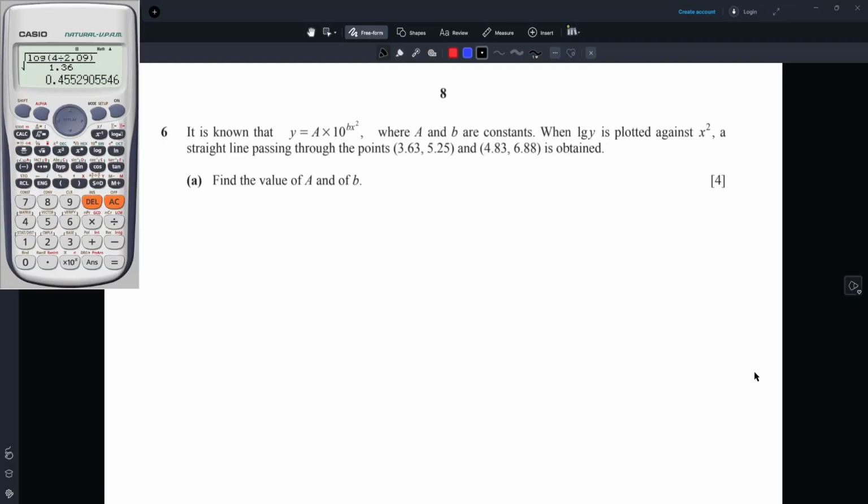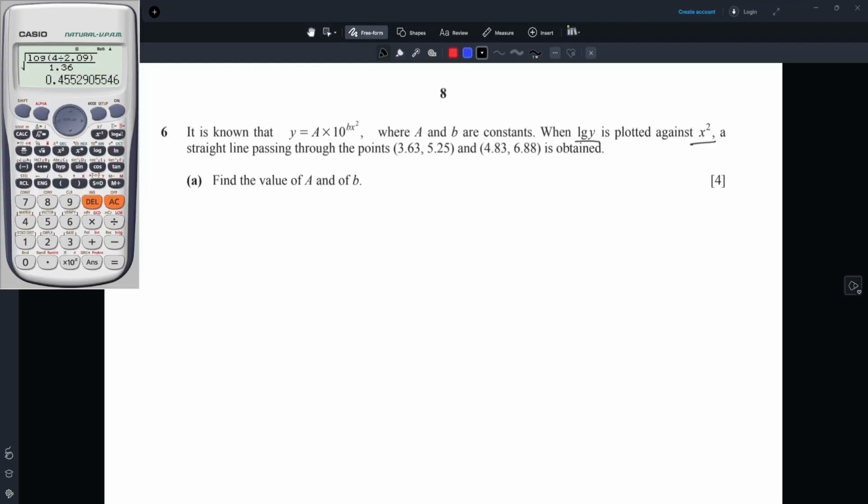So for that, I just have to get the linear form first of the equation, through LGY and x square, by finding the gradient and then using a straight line formation. And then from there, I have to reform the equation into this form, right? Change the equation to this form. Let me show you how it's done.